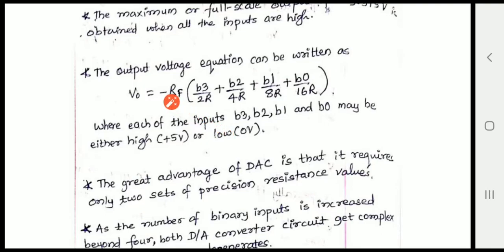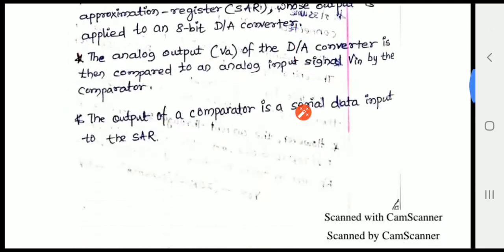The minus sign indicates we are going to use an inverting amplifier, and here all the inputs are added. So we are going to use an inverting summing amplifier to find this output voltage V0. We will discuss how we got this as B3 by 2R, B2 by 4R, B1 by 8R and B0 by 16R. These values of R depend on the circuit which we are going to choose to convert digital to analog. So now we will move on to that circuit.